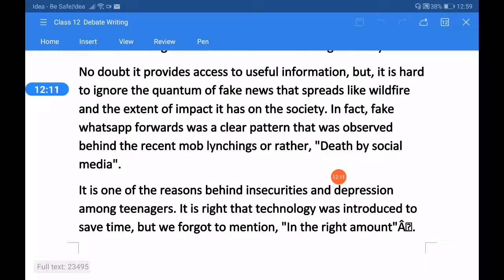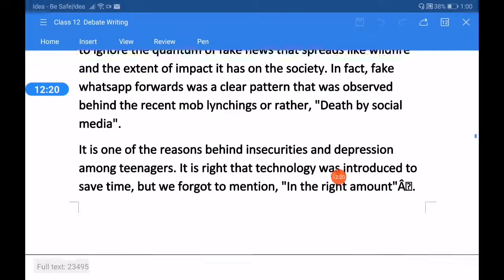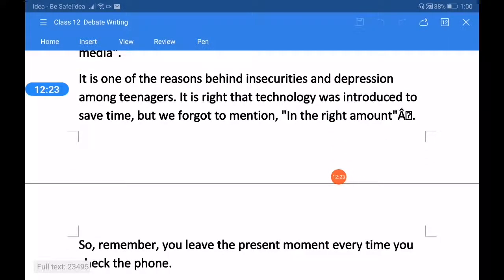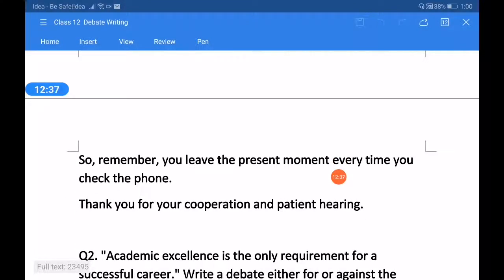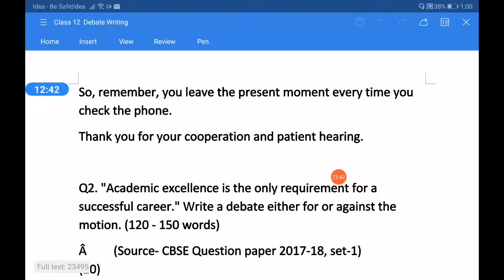In fact, fake WhatsApp forwards were a clear pattern observed behind the recent mob lynching, or rather, death by social media. It is one of the reasons behind insecurities and depression among teenagers. It is right that technology was introduced to save time, but we forgot to use it in the right amount. So remember, you live the present moment every time you check the phone. Thank you for your cooperation and patient hearing.